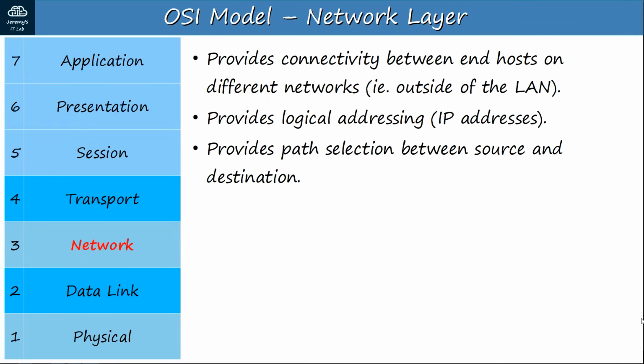Often there are many possible paths which data can take to reach its destination, especially over a huge network like the internet. Layer 3 provides the means of selecting the best path. Routers operate at Layer 3. Remember in Day 1's video I said that routers are used when end hosts need to reach a destination outside of their LAN? That's because routers are Layer 3 devices.